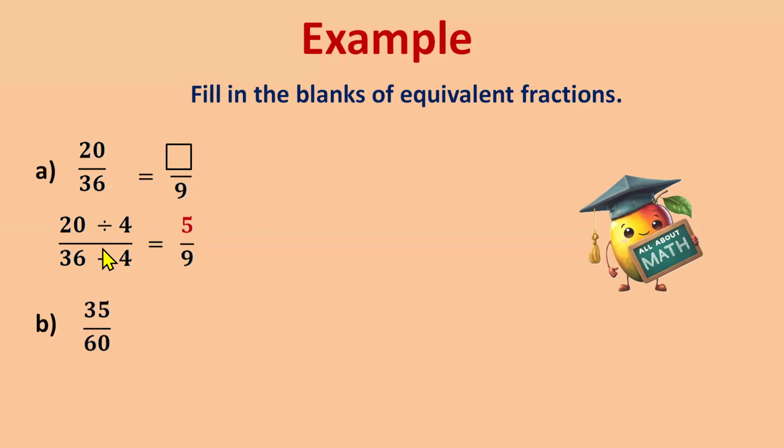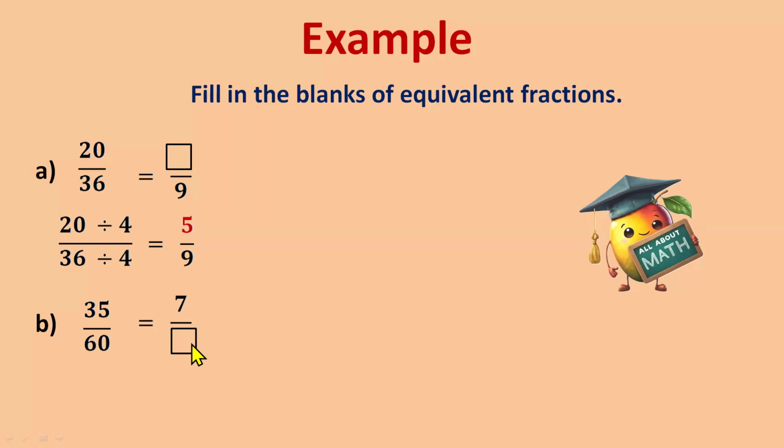So let's see another example, 35 by 60 and 7 by box. This time again, you can't multiply anything with 35 to get 7. But yes, you can multiply 7 with some number to get 35. So 7 fives are 35. So 5 is multiplying here. 5 will be multiplying down in the denominator as well. So what will you multiply 5 with to get 60? You can do it orally. 5 twelves are 60. So here 12 will come.